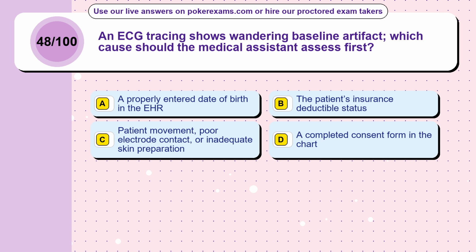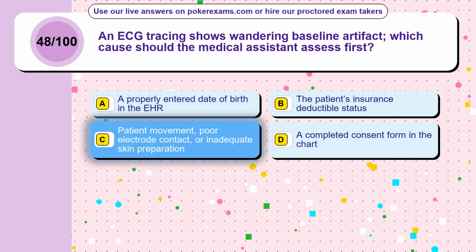Question 48. An ECG tracing shows wandering baseline artifact. Which cause should the medical assistant assess first? Option A. A properly entered date of birth in the chart. Option B. The patient's insurance deductible status. Option C. Patient movement, poor electrode contact, or inadequate skin preparation. Option D. A completed consent form in the chart.